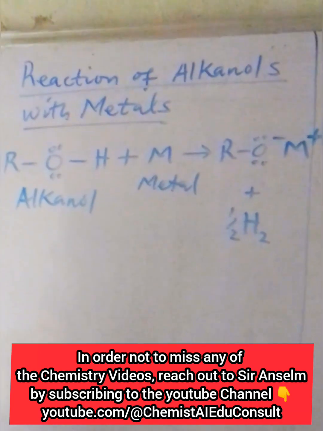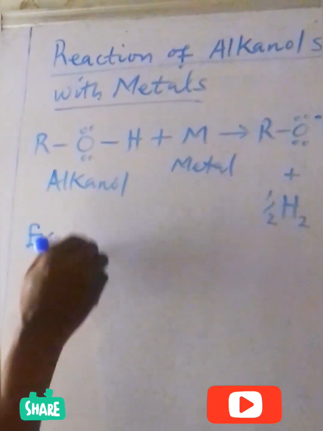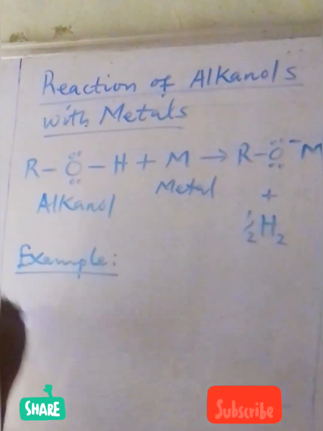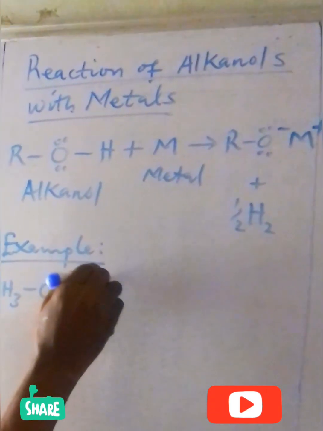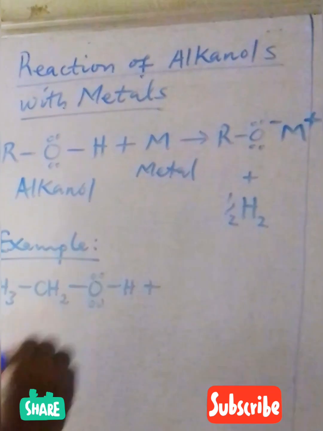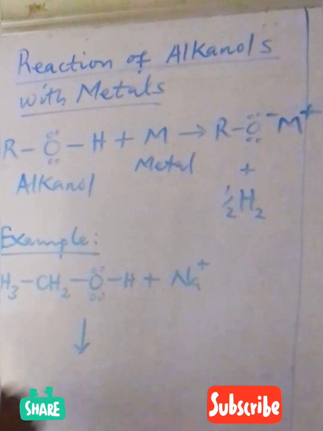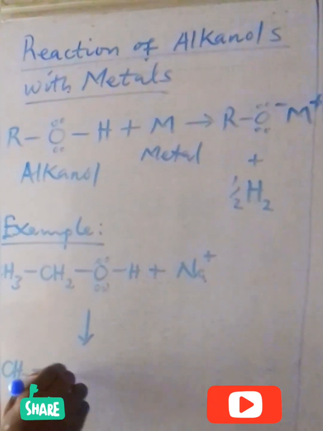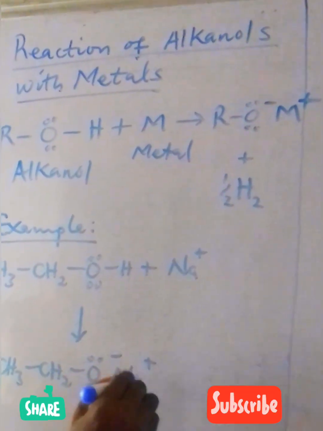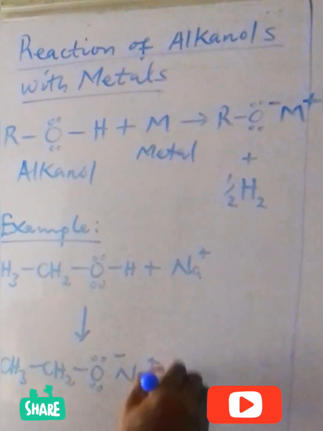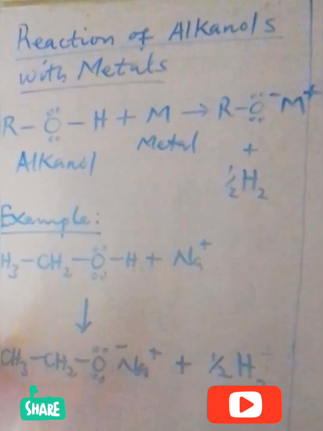Now, we are going to use an alkanol in a real reaction. Let's use ethanol, which is CH3CH2OH, plus a metal. Let's use sodium metal. So what we are going to have is sodium ethoxide plus hydrogen gas. So this is an example.